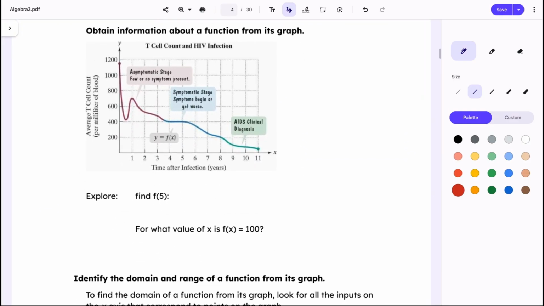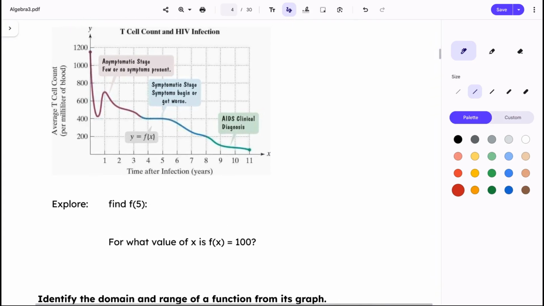Okay, now on to the next page here. We're going to use a graph and not necessarily worry about if it's a function or not, but more so be able to read the graph and answer questions that they're asking about it. They are still going to have that function notation. So we're just trying to figure out, are we looking at the x-axis or the y-axis here? This first one wants us to figure out what f of 5 would be.